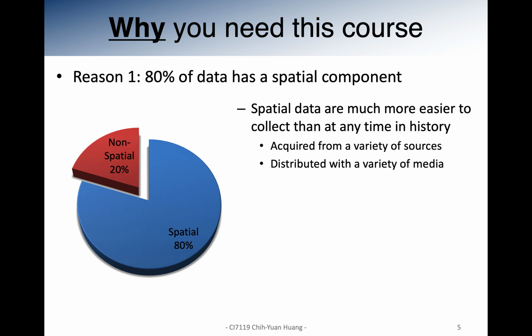The first reason is that there is a saying that 80% of the data in the world has a geospatial component. So it either directly has the coordinates, like XY coordinates or latitude and longitude coordinates, or it could be an indirect containment of spatial attributes. For example, a street address, or a photo that contains some landmarks, or just a place name in a post on the internet. So basically, 80% of the data has a geospatial component.